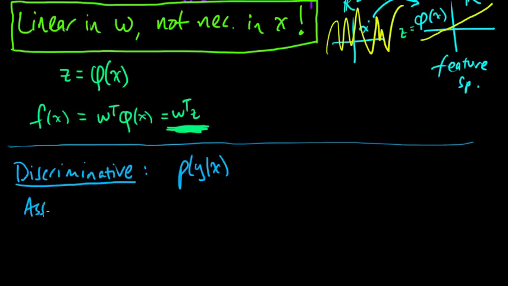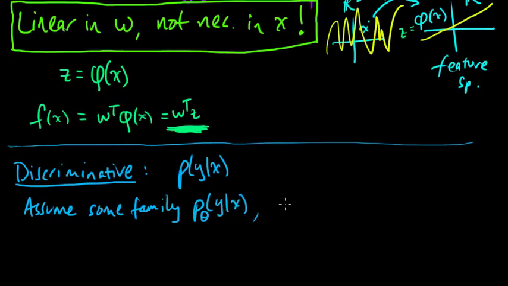So let's assume some family, some set of conditional distributions, and let's parameterize them by theta. As theta varies over some set capital Theta, maybe these are, for example, vectors in R^k or something like that. So we have some family, some set of conditional distributions like this, and we're going to estimate theta using our data.